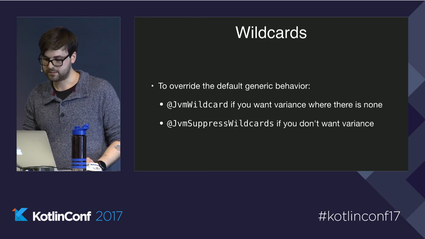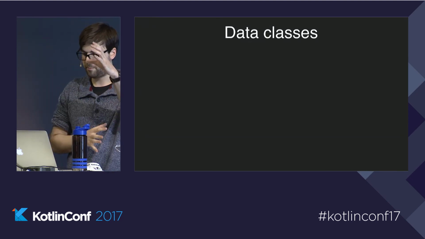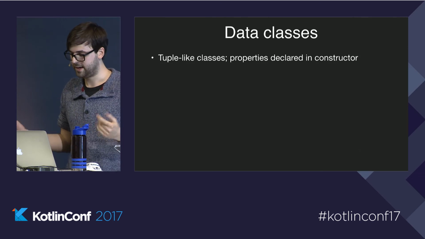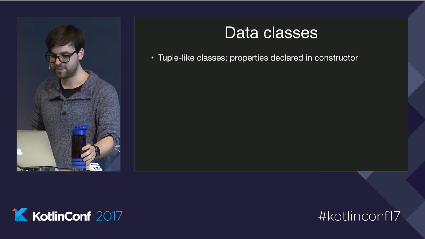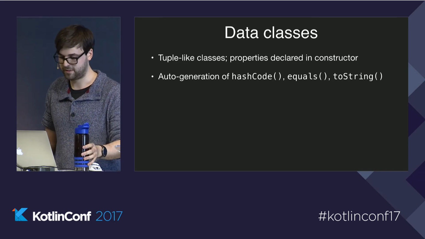Let's talk about data classes. So data classes, we all know, are great. They're tuple-like. You declare all the properties in the constructor, and then it creates hashCode, equals, and toString for them. This is great. Java works fine with these, right? What's there to think about?